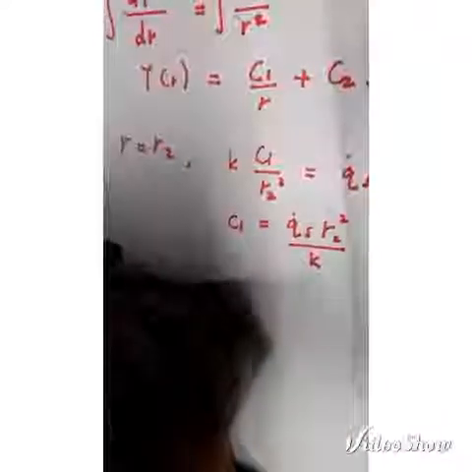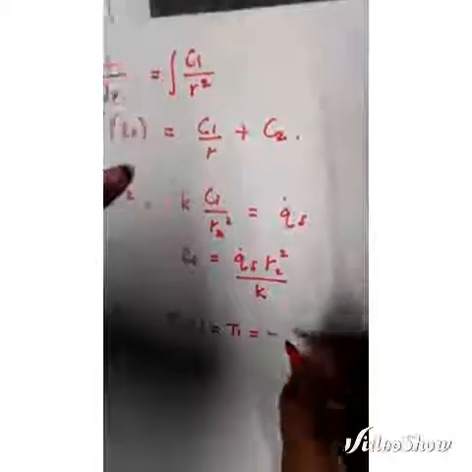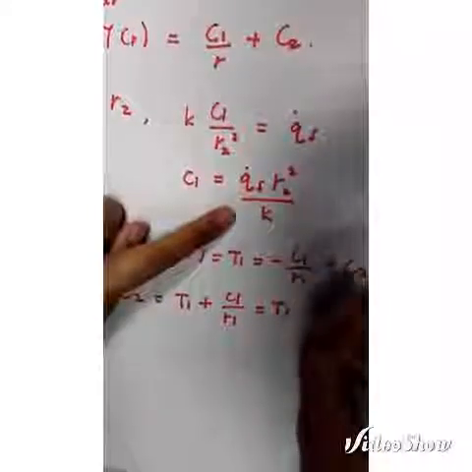After that, we know that R is equal to R1. We will use the first boundary equation, which will look like this. T(R1) is equal to T1 will equal to negative C1 over R1 plus C2. And then we will solve for C2. T1, and then since C1 is equal to this equation, we will substitute it here. Q as R2 squared over R1 K.